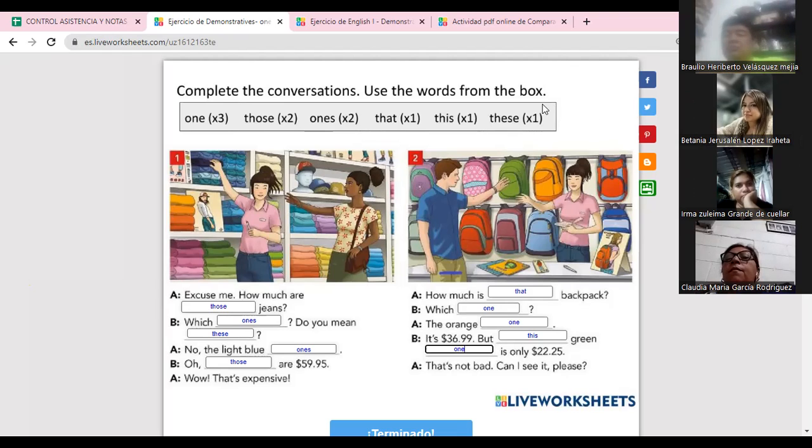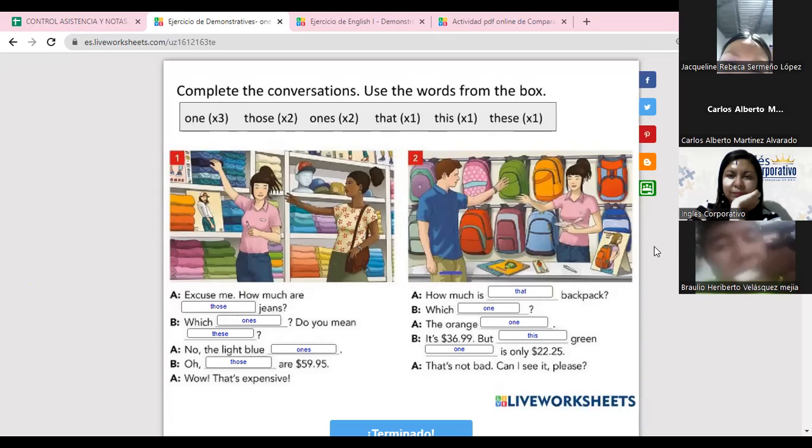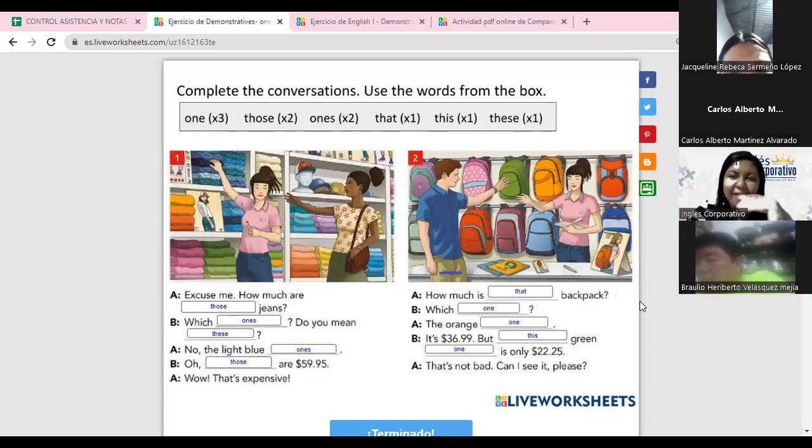Okay, and Carlos Martinez. Carlos, okay. You start, Carlos. How much is that backpack? Which one? Yeah, it's the one that is $36. Carlos, you can hardly be heard. Can you speak a little louder? This green one is only $22.25.